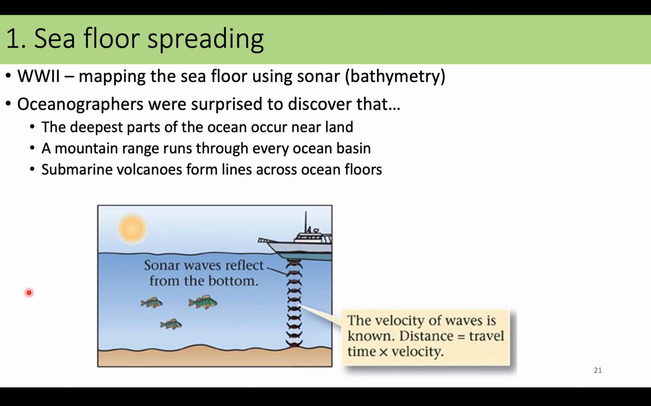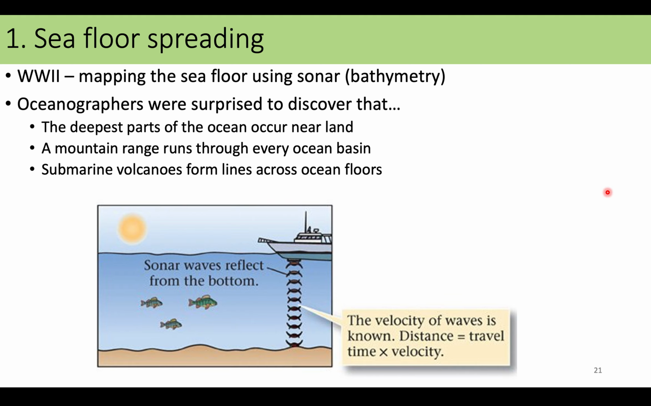So in World War II, we started mapping the seafloor pretty extensively using sonar. So actually mapping what the bottom of the seafloor looks like. A lot of oceanographers were very surprised to find that the deepest parts of the ocean actually occur near land. So the deepest parts of our ocean are actually right along our continents and not in the center of the ocean as they had believed.